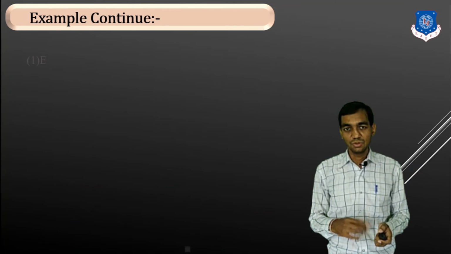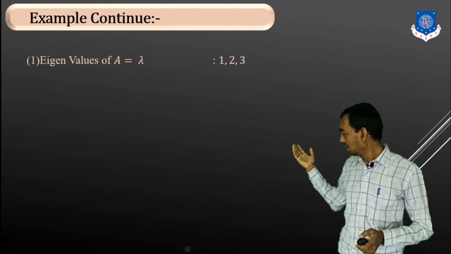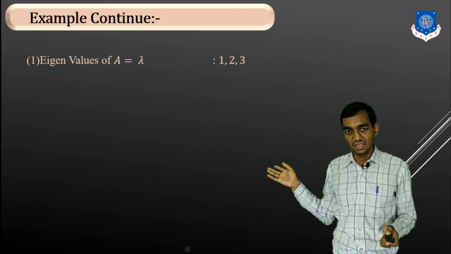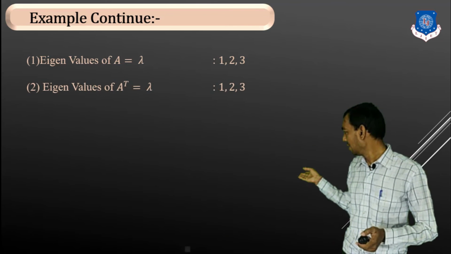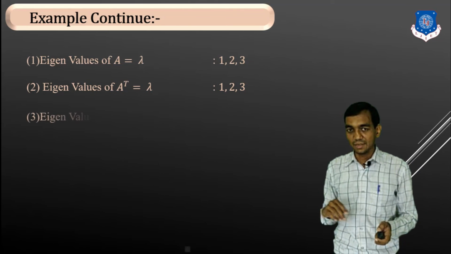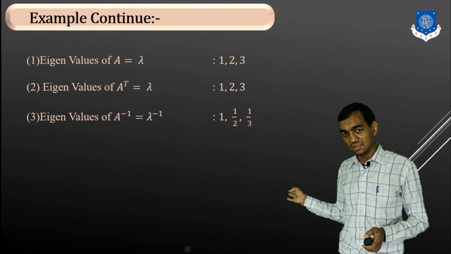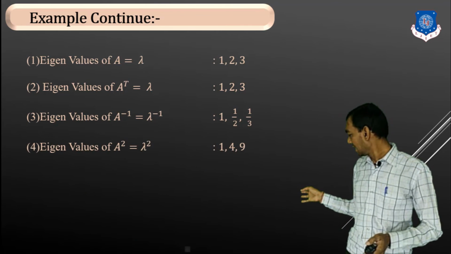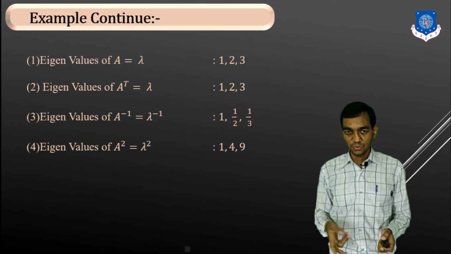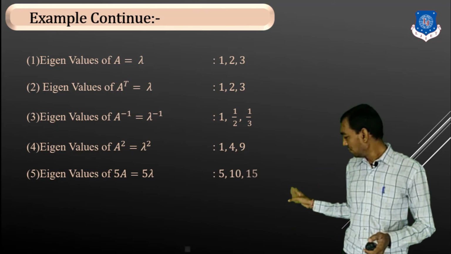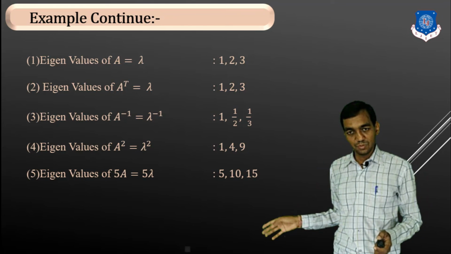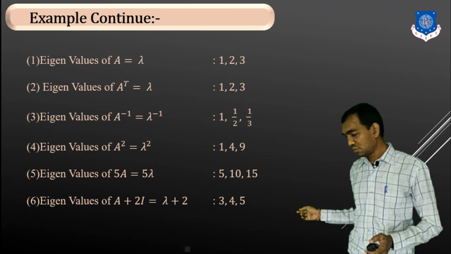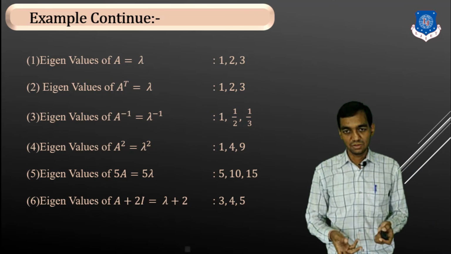Now once you have the eigenvalues, as in the above example, we have seen A has the eigenvalue lambda, that means it is 1, 2, 3. Then A transpose also has the eigenvalue lambda, that means it is 1, 2, 3. In the same manner, A inverse has the eigenvalue lambda inverse, that means 1, 1 by 2, 1 by 3. A square has the eigenvalue lambda square, that means it is 1, 4 and 9. 5 into A has the eigenvalue 5 lambda, that means it is 5, 10 and 15. And the eigenvalues of A plus 2I are going to be lambda plus 2, that means it is 3, 4 and 5.